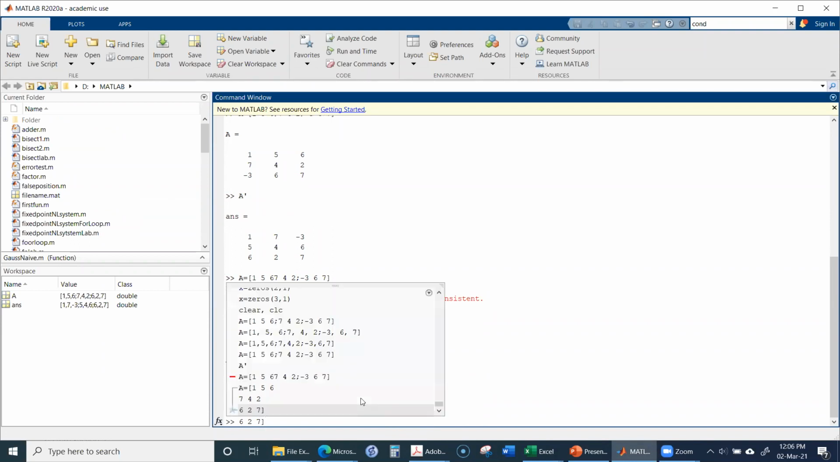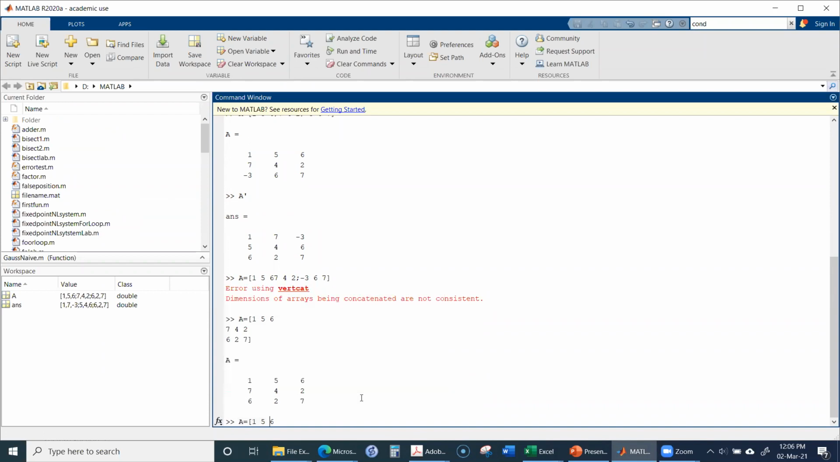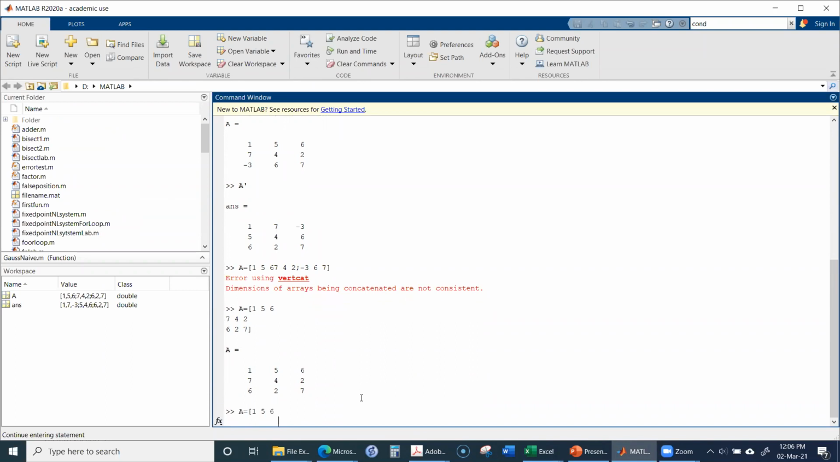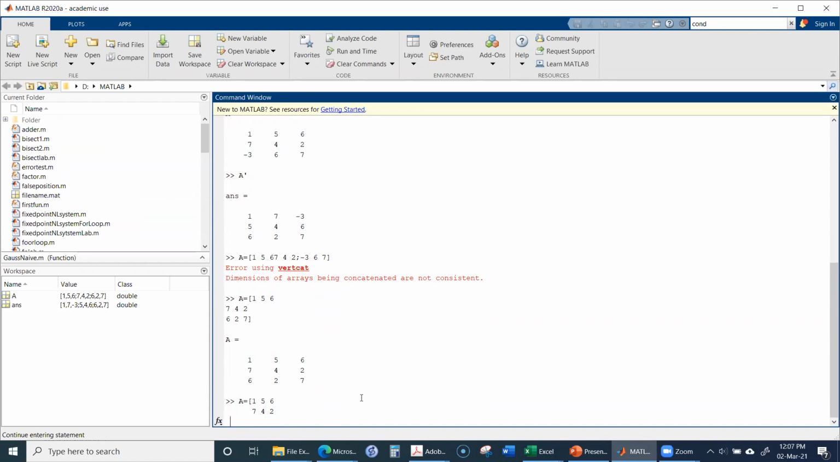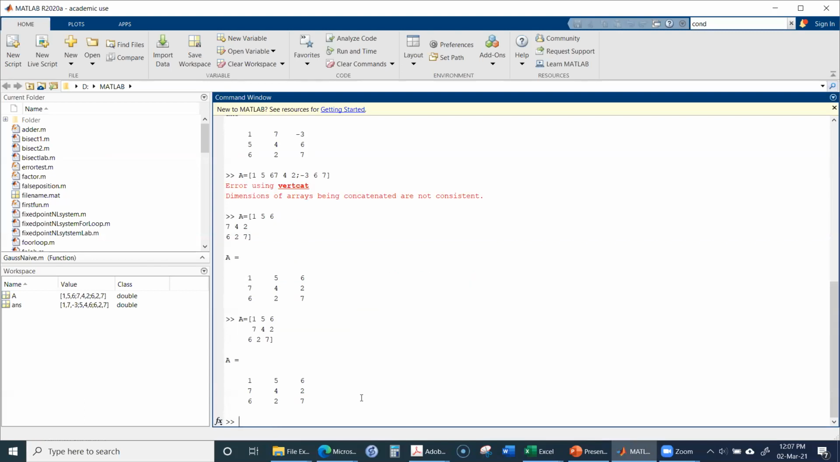Maybe if I do it like this, I can hit enter and then put a gap like this. You can even align it over here, 7, 4, 2, and then 6, 2, 7, and then close the bracket. So in this way you can also put it. There are various ways of entering matrices, and of course there may be some more ways as well.